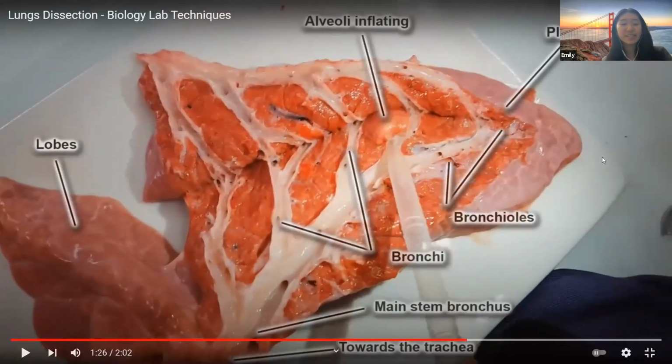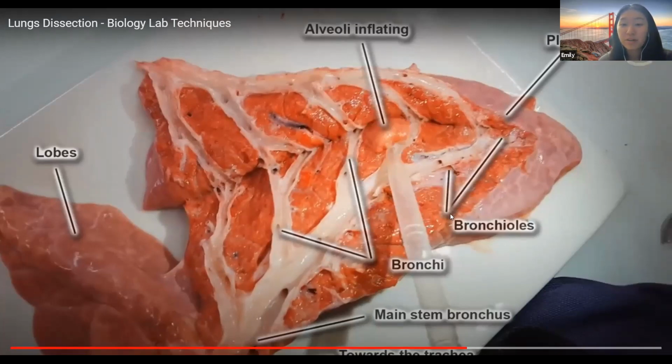So here you can see the structures that we were talking about within the lungs, but this is an actual lung. So we have the pleura, which are the pleural membranes. We have the bronchioles, the bronchi, these kind of tubes within the lungs. And we also see one of the alveoli inflating. They pushed a tube into it and kind of inflate it.